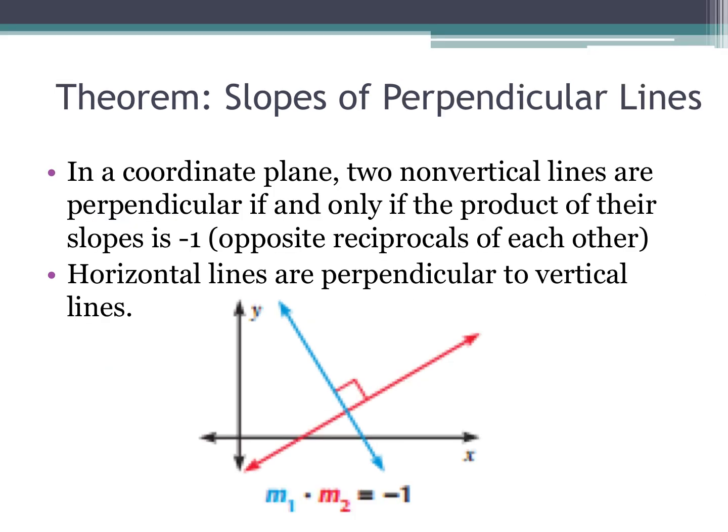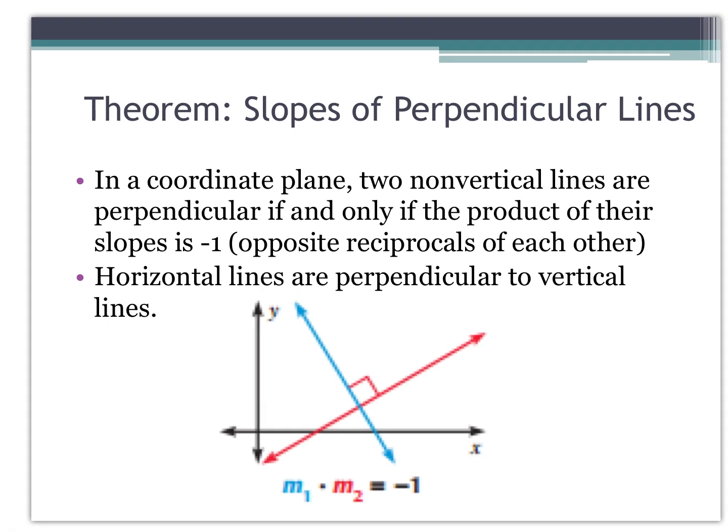Now, we get to perpendicular lines. And again, there's another theorem for these. We use this in Algebra 1, but this is where it comes from. In a coordinate plane, two non-vertical lines are perpendicular if and only if the product of their slopes is -1. Now, you might not have learned it that way in Algebra 1. You might have learned that the slopes are opposite reciprocals of each other.